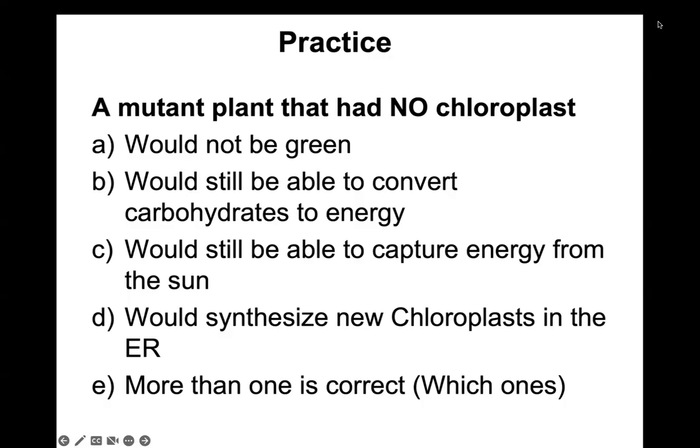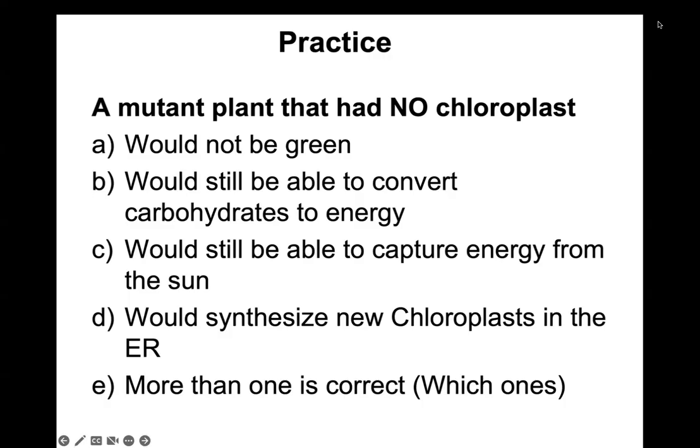There's more than one statement that is correct. A is one of the correct answers. They would not be green. That's true. But B is also correct. They would still be able to convert carbohydrates to energy. They would still do the photosynthesis, just not as efficiently. So they wouldn't completely die. But they would still be able to convert carbohydrates to energy.